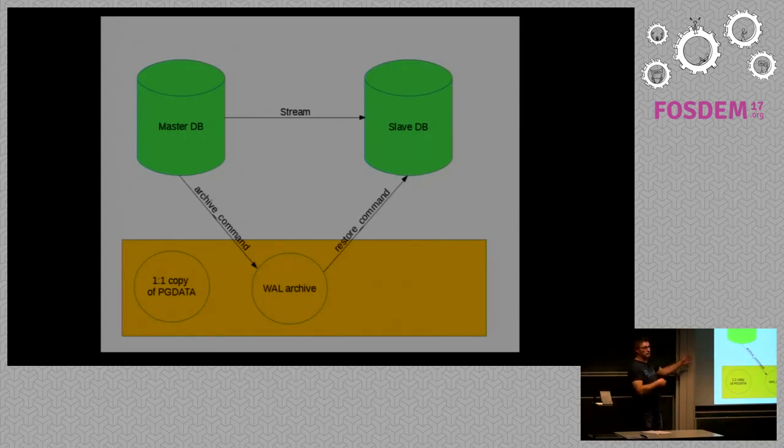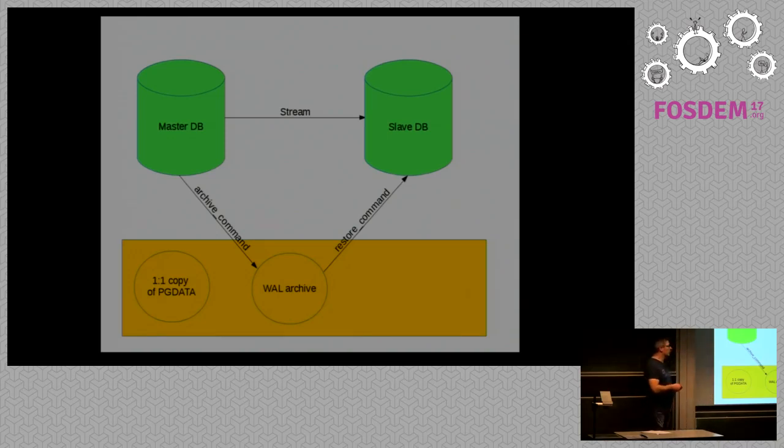So this is basically what you want. Have a master, have at least one slave, a stream that's feeding the slave, you have an archive command that will put all your WALs to the WAL archive, and you have a restore command that the slave can still use as a fallback option to get the missing WAL segments from the WAL archive.